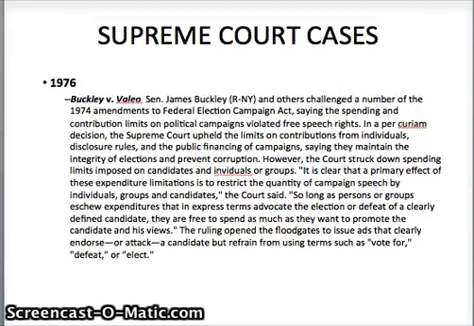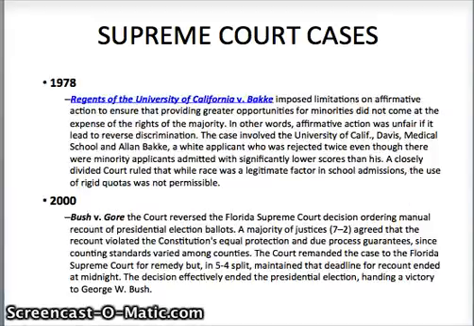In 1976, Buckley v. Valeo, Senator James Buckley and others challenged a number of the 1974 amendments to the Federal Election Campaign Act, saying the spending and contribution limits on political campaigns violated free speech. They wanted to be able to get as much money as they could from as many people as they could. In 1978's Regents of the University of California v. Bakke, limits on affirmative action regarding racial quotas were established.